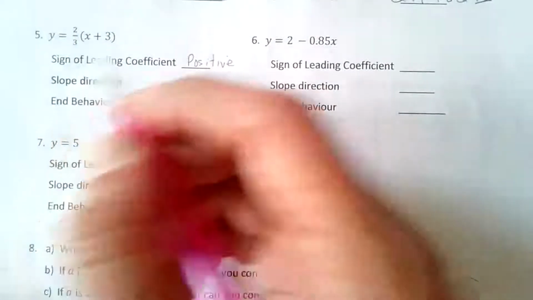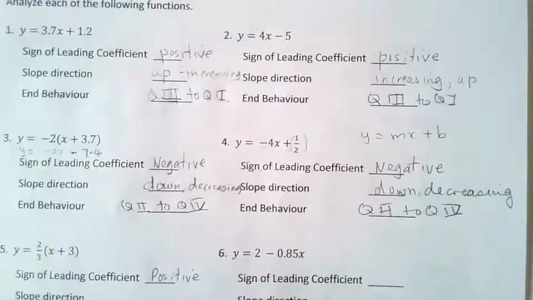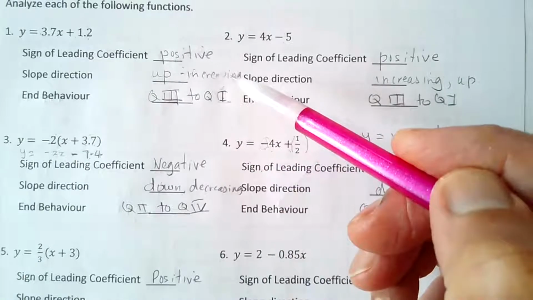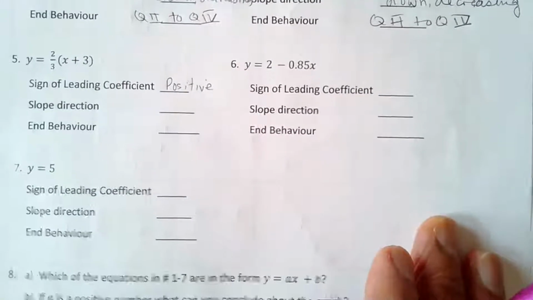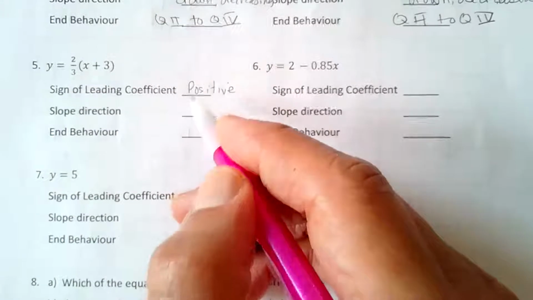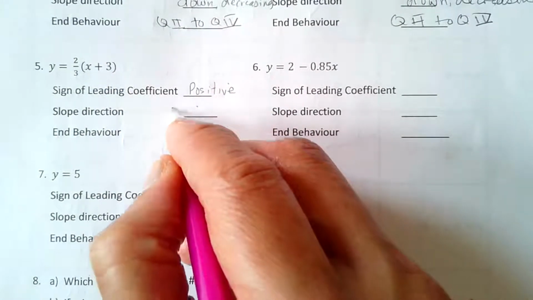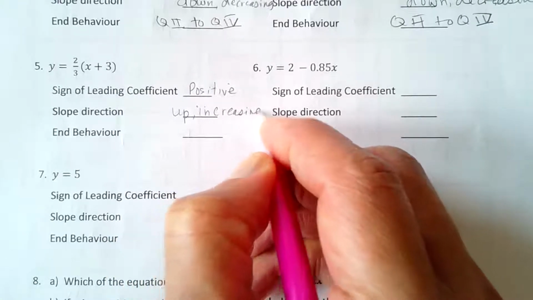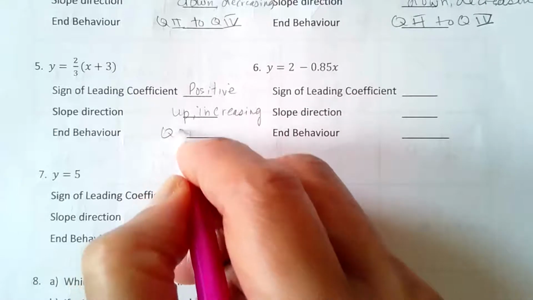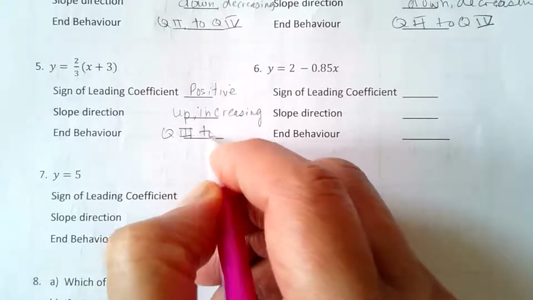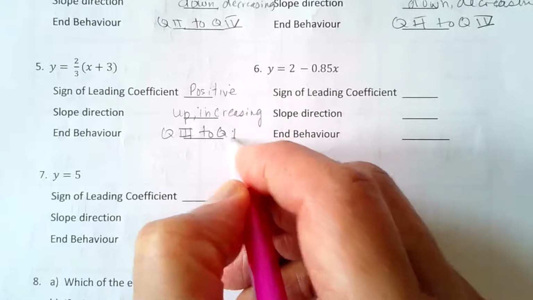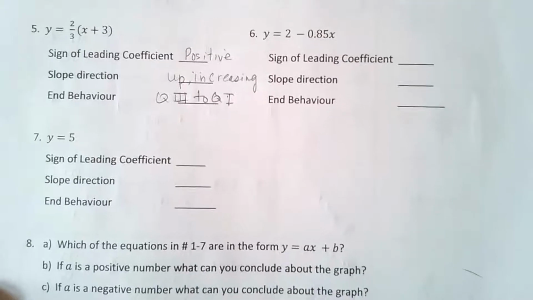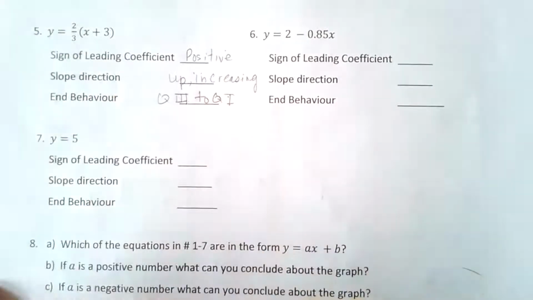Now the slope direction, if we look at our previous question, whenever it's positive, it's going up, and it's quadrant 3 to quadrant 1. So let's write that down, and we're going to test our hypothesis, right? So the slope direction here would be up or increasing, and the end behavior is from quadrant 3 to quadrant 1. But let's see how correct we are. By the way, I'll come back and then we'll show you.